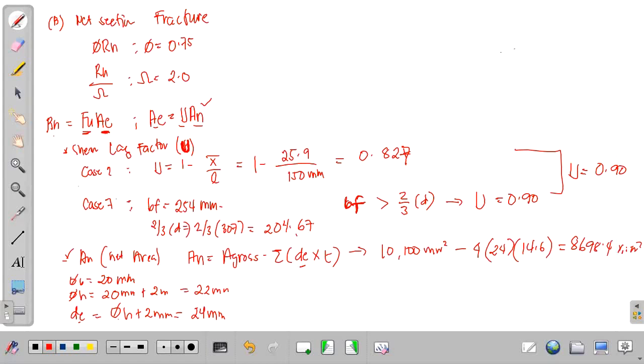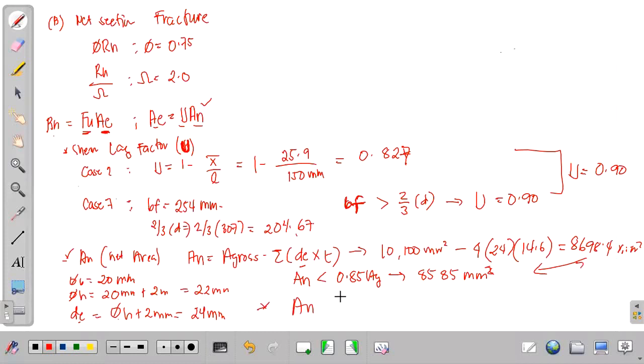However, meron sa code natin, sabi, ang net area daw natin should not exceed the 0.85 of area gross. So yung net area natin is always lower than the 0.85 area gross. So we have to check this value. So ano yung 0.85 AG natin? 0.85 times 10,100, that is equal to 8585 mm squared. Okay? So comparing these two, ano na yung magiging AN natin?